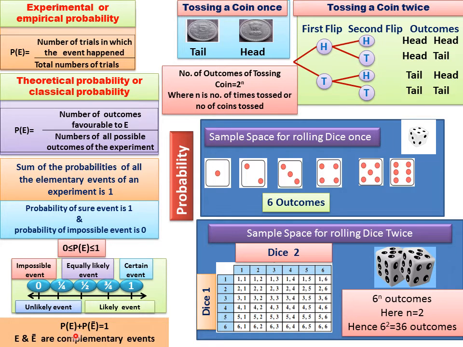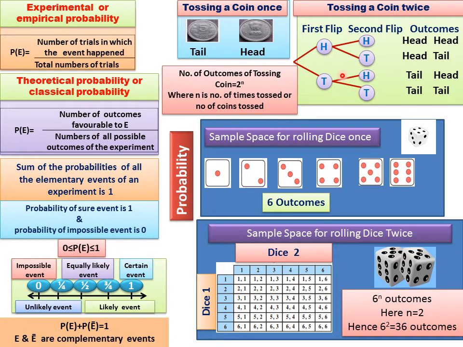The probability of an event E plus the probability of not E, or the complement of the event, is equal to 1. E and E bar are complementary events. For example, in the coin, the probability of tail plus the probability of not tail, which is head, is equal to 1. The sum of both is 1.